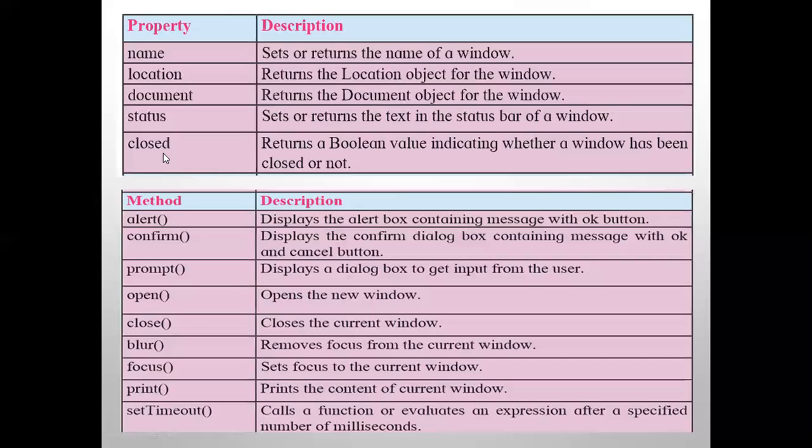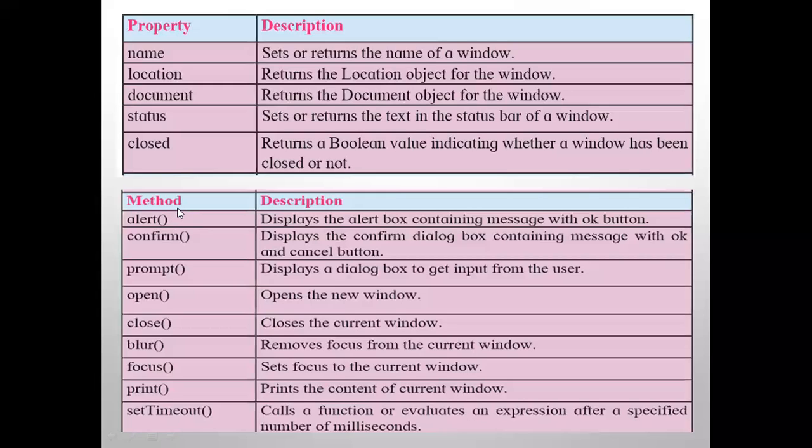Last one is closed. It returns a Boolean value indicating whether the window has been closed or not. If it is closed, it will say 0. Open, then it will say 1. So this will be the closed property. So you have name, location, where it is, document, what the contents are, the status, and the open or close status of the window. So these are the 5 properties which you can get as an MCQ.